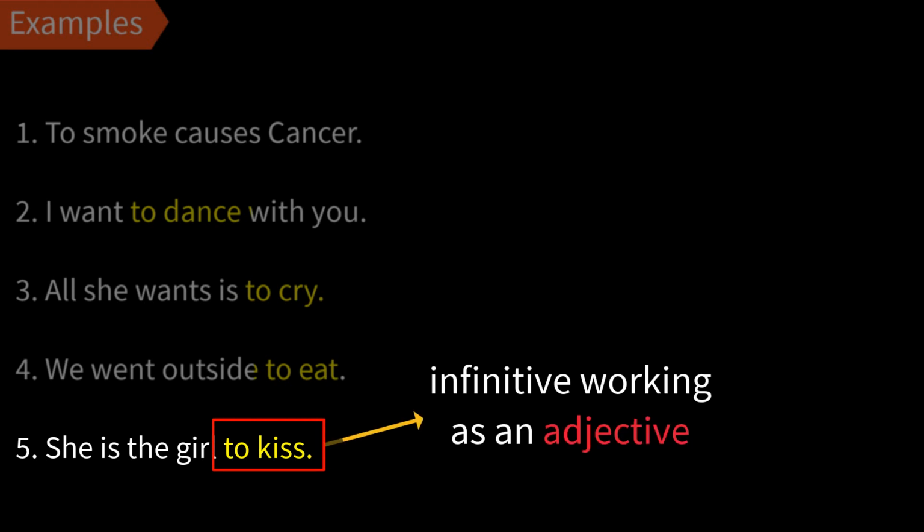Okay, let's look at the next example. She is the girl to kiss. Okay, no distraction. What is the infinitive here? To kiss. Clearly you can see that. What is it working as? It's working as an adjective here. It's modifying the noun girl. She's the girl. Which girl? To kiss. That's how damn good she is. So this is what an infinitive is. It is nothing but the base form of the verb.